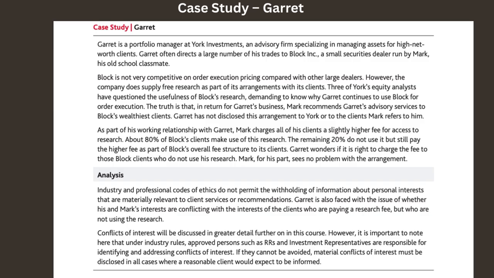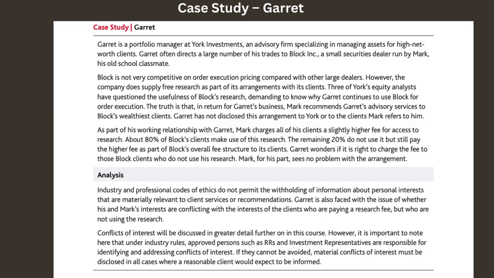Three of York's equity analysts have questioned the usefulness of Block's research, demanding to know why Garrett continues to use Block for order execution. The truth is that in return for Garrett's business, Mark recommends Garrett's advisory services to Block's wealthiest clients. Garrett has not disclosed this arrangement to York or to the clients Mark refers to him. As part of his working relationship with Garrett, Mark charges all of his clients a slightly higher fee for access to research. About 80% of Block's clients make use of this research. The remaining 20% do not use it but still pay the higher fee as part of Block's overall fee structure. Garrett wonders if it is right to charge the fee to those Block clients who do not use his research. Mark, for his part, sees no problem with the arrangement.